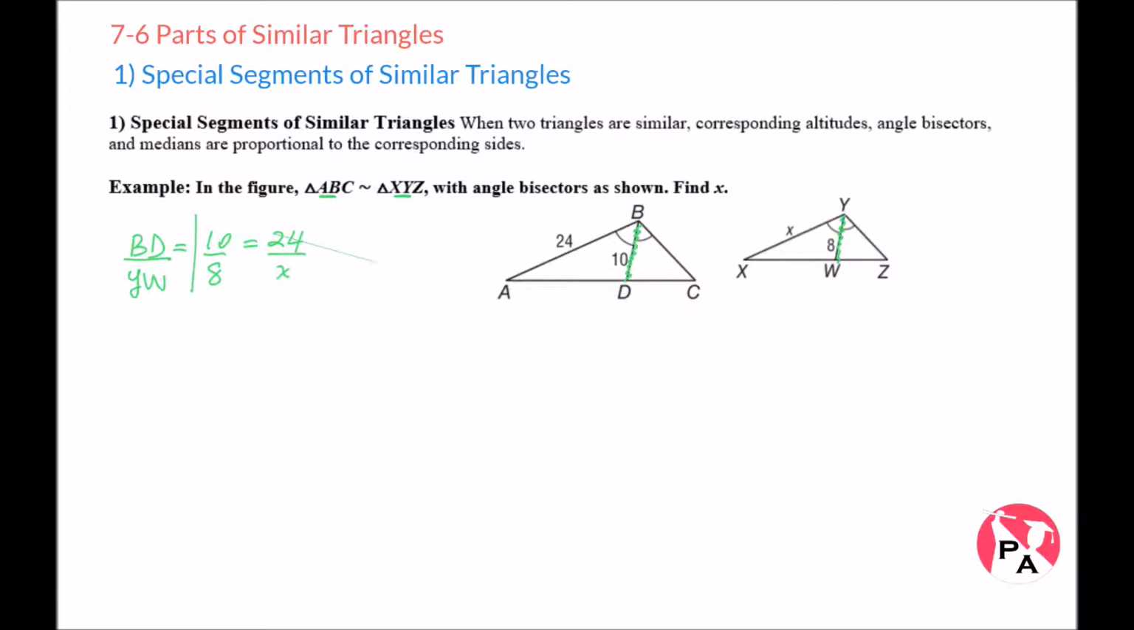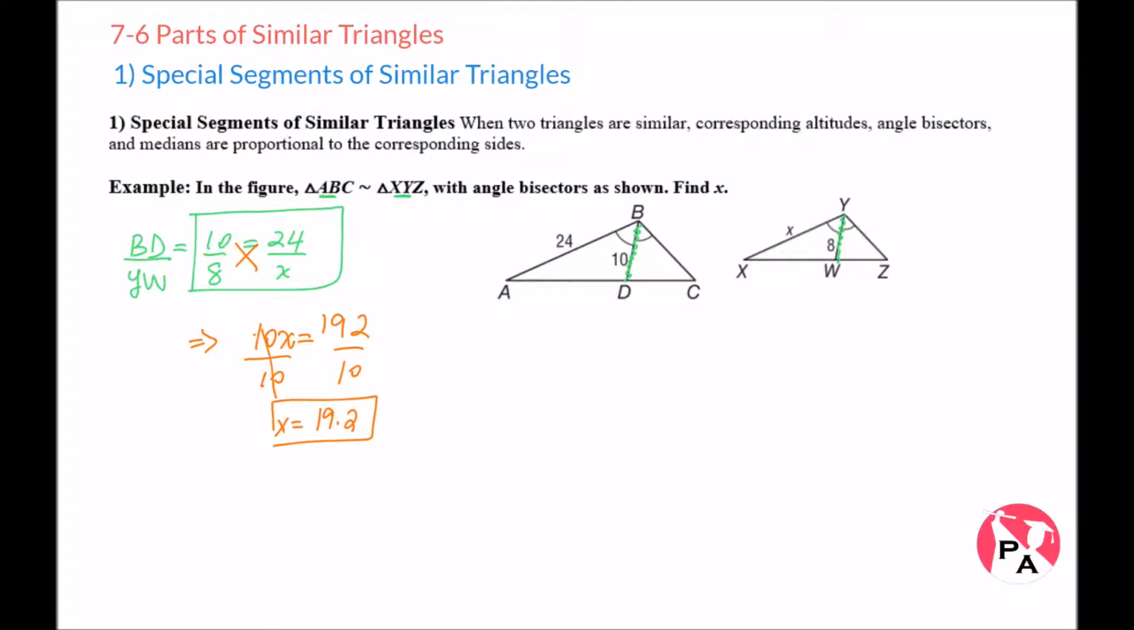Now we are going to just focus on this part right here. Cross multiply. 10 times x is 10x. 8 times 24 is 192. If we divide each side by 10, we get x equals 19.2.